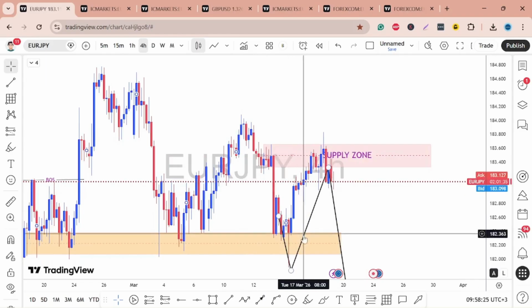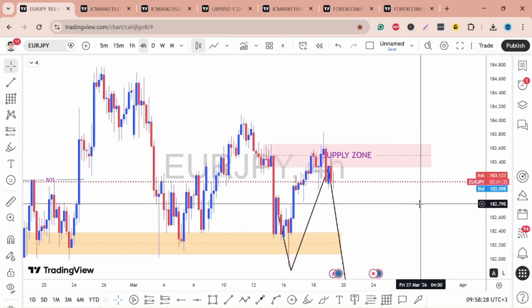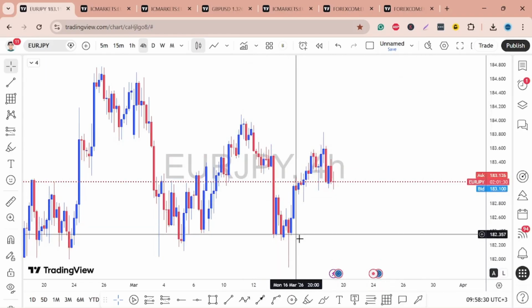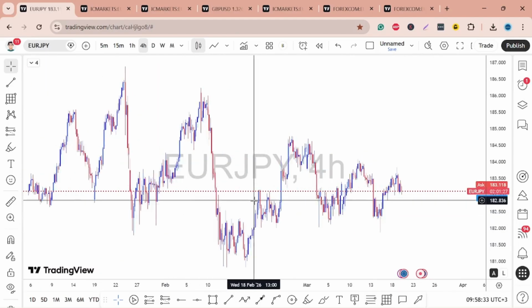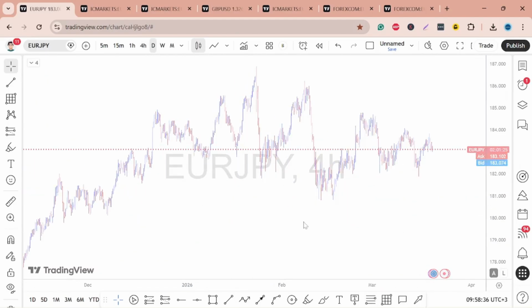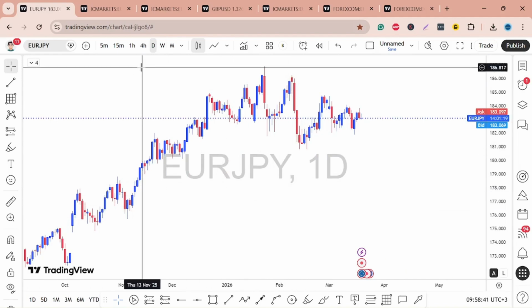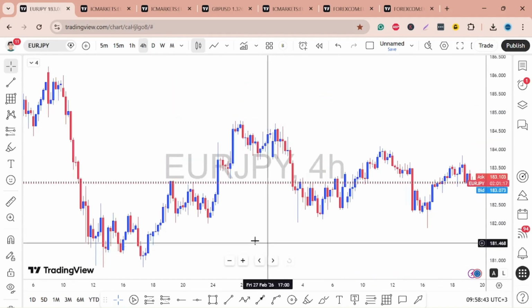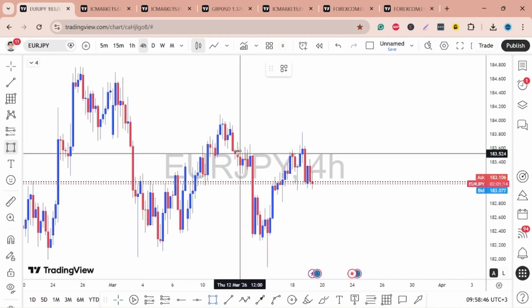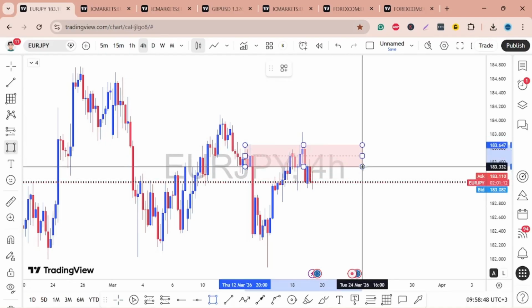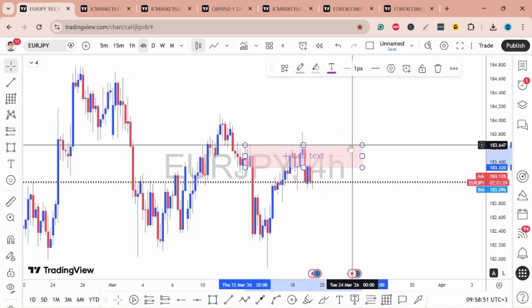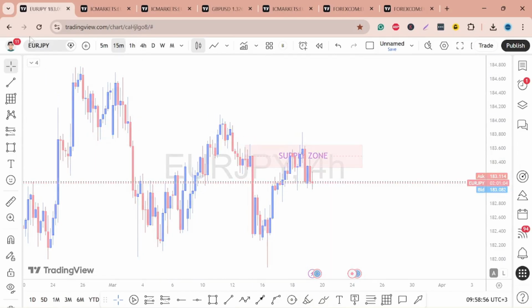So this is Euro JPY. This is the setup that hit my stop loss. Now, I will not go into the higher time frame context. If you need to understand the higher time frame context for this Euro JPY pair, you need to visit the weekly market analysis. So let me just highlight what I was looking at yesterday. This was a very good level of supply from the 4-hour time frame context.